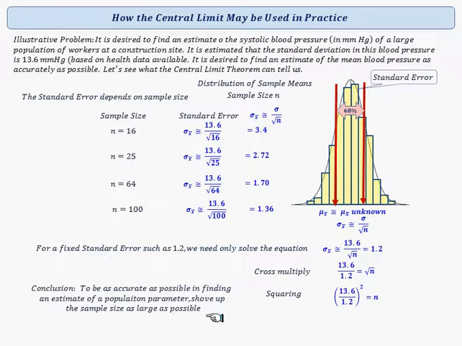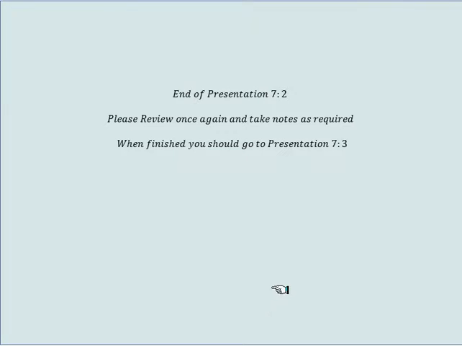So the conclusion is, to be as accurate as possible in finding an estimate of a population parameter, we should increase the sample size as large as possible. And that concludes presentation 7.2. We ask you to review once again, take notes as required, and proceed to 7.3.